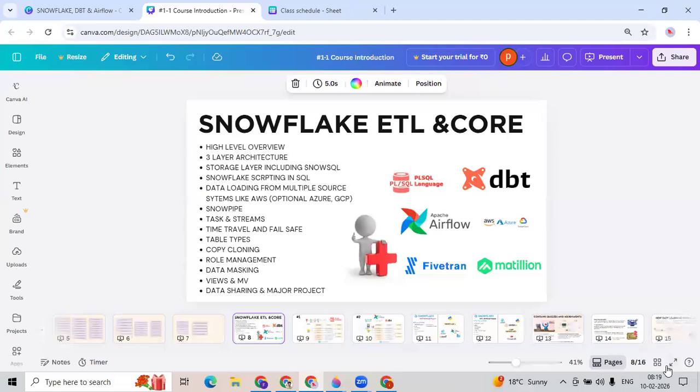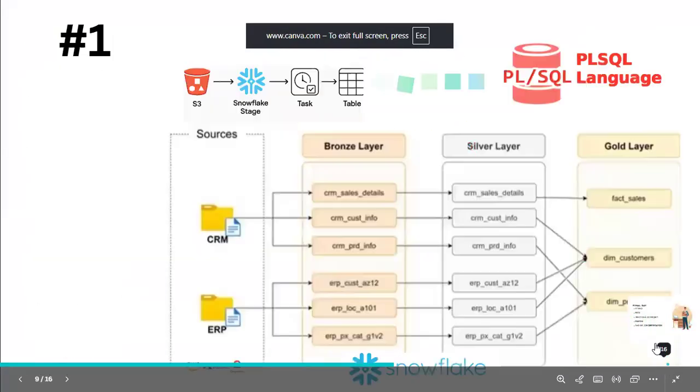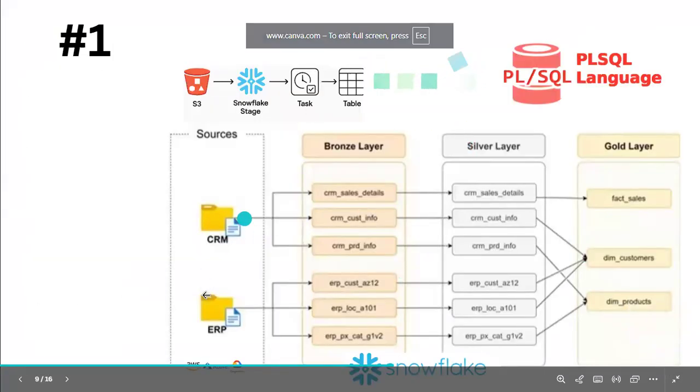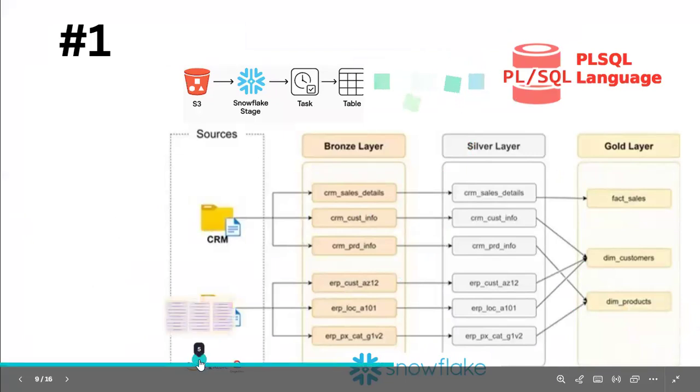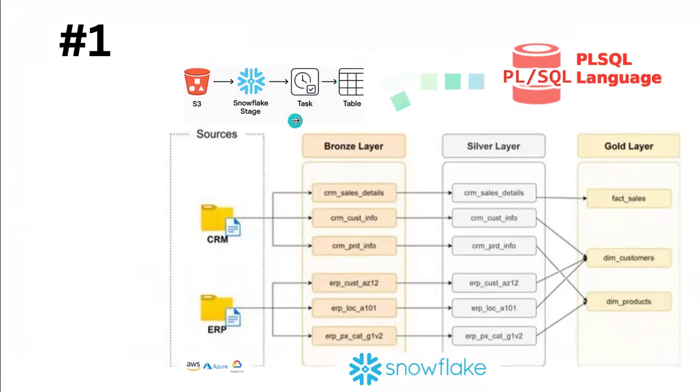Done. Now, this is project one, where I'll put all the files in a cloud environment, either AWS, Azure, or GCP, and we'll try to load the data from layer to layer with the help of the orchestration tool called Task. This is the Snowflake object we use to do the orchestration. In project one, we are going to load data from one layer to another layer.